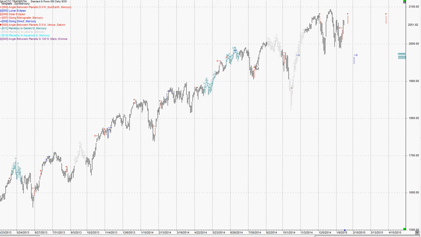This was obviously a change in trend. This was obviously a change in trend. This was obviously a change in trend. So very, very often a change in trend on either the retrograde, the conjunction of the Sun and Mercury, which next appears on January 30th, and then February the 11th.